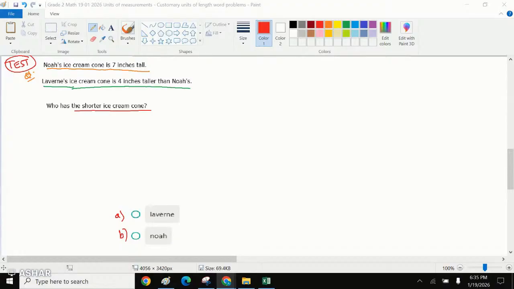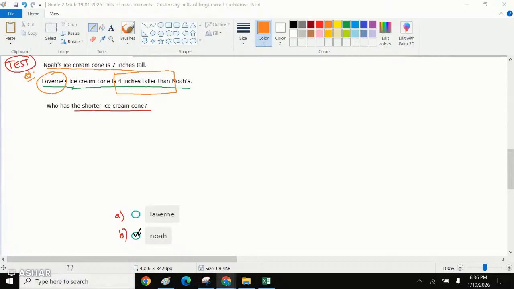It's just a question, right? It's not real, with random values on it. Noah has a shorter ice cream, right? Because they're saying Lev's ice cream is 4 inches taller. Anything that is 4 inches taller would be more. That means Noah's ice cream is the shorter cone. Agreed? Thank you. Let's try the next.